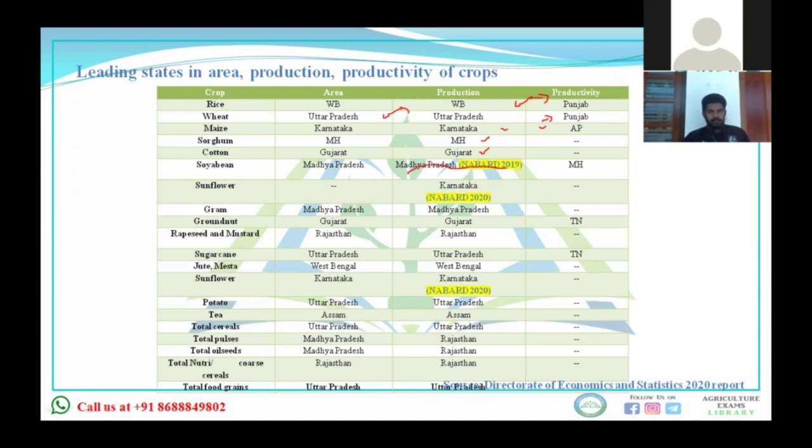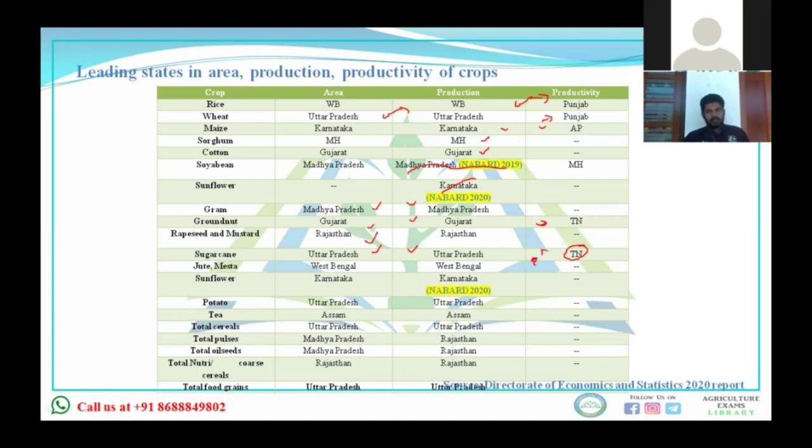Sunflower, highest production is in state Karnataka. Again, when you talk about the gram, its area is in Madhya Pradesh, and production is also in Madhya Pradesh. Groundnut area as well as production both in Gujarat, but the productivity in Tamil Nadu. When you talk about the rapeseed and mustard, area and production both in Rajasthan. Sugarcane, of course, you all know Uttar Pradesh for area and production, but remember regarding the productivity, Tamil Nadu.